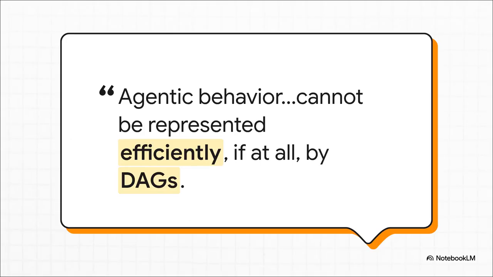And that quote right there really gets to the heart of it. Agentic behavior cannot be represented efficiently, if at all, by DAGs. Because look, a real agent doesn't just blindly follow instructions. It needs to think, then act, then observe the result, and, this is the crucial part, think again based on that new information. It's a loop. This reason and act cycle is a loop, and it's a pattern that those simple chains just can't handle. But LangGraph is literally engineered for exactly this.